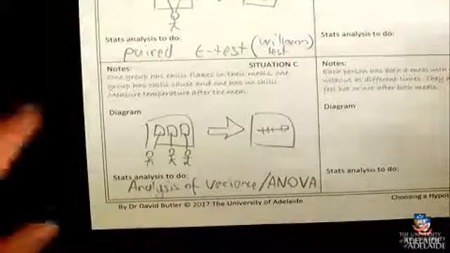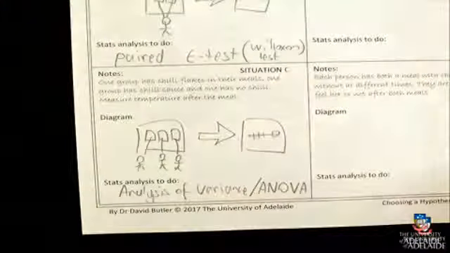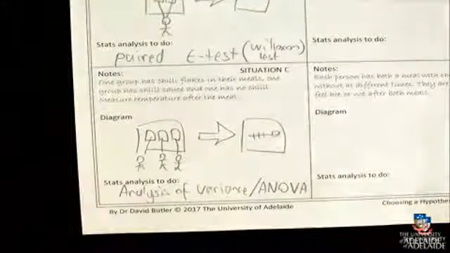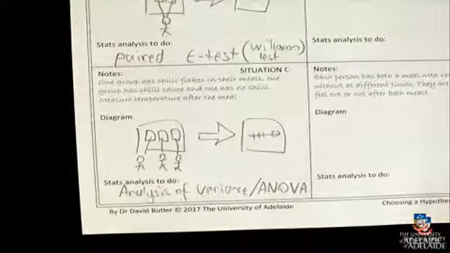Can you use ANOVA for 2 groups? Yes, you can, but everyone will think you're weird. Okay, so statistically, you can totally use ANOVA for 2 groups, and it will work fine. But people go, why are you using ANOVA for 2 groups? T-test is what 2 groups is for. It totally works. Did you have a question? Okay, yeah. So yes, you can use ANOVA for 2 groups.